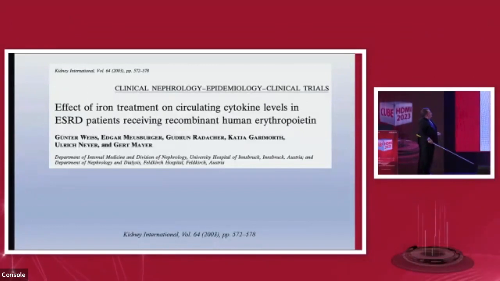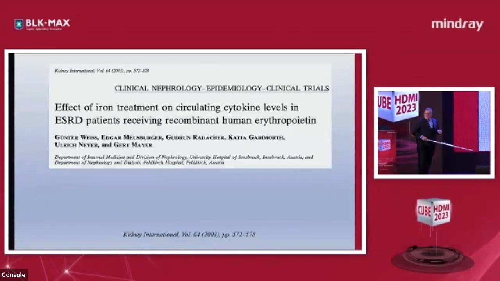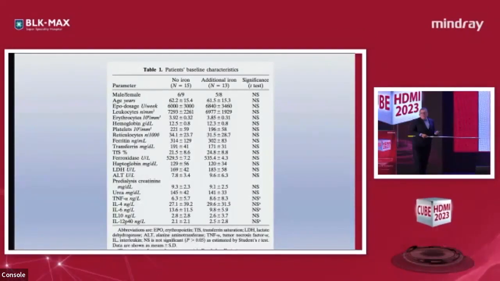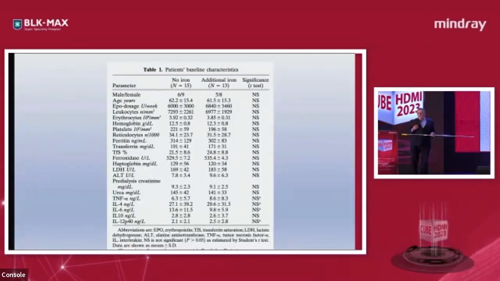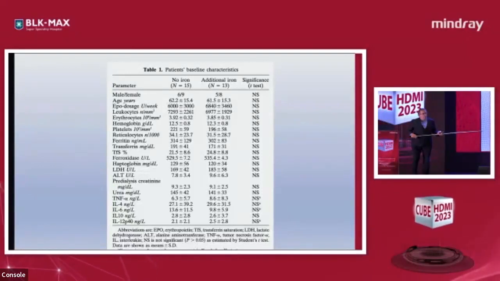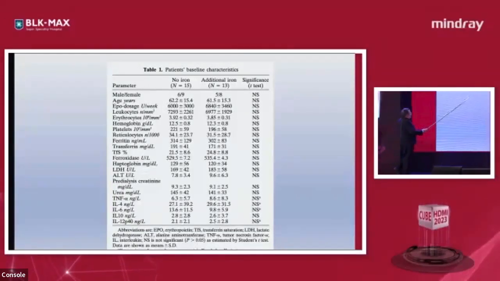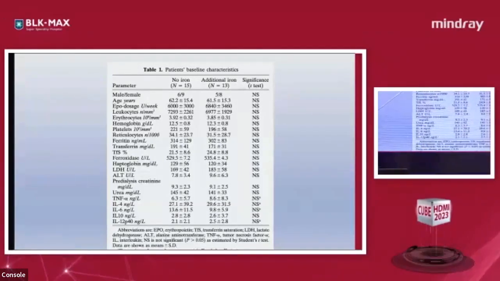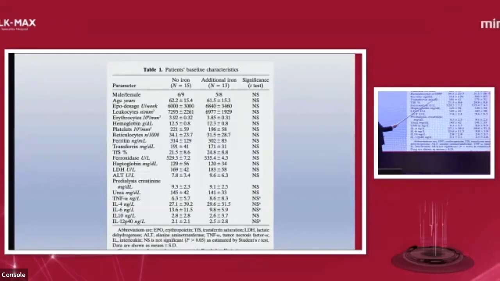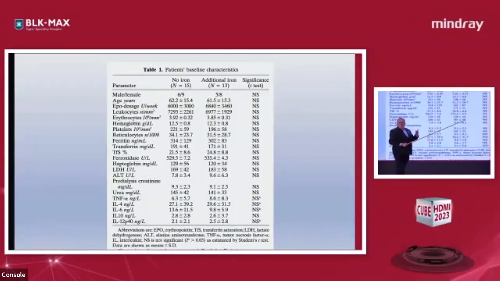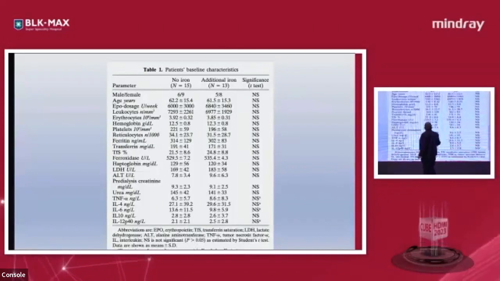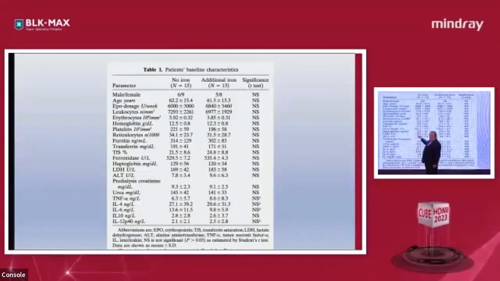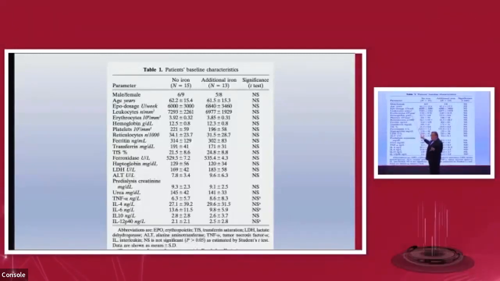I will show you a very interesting article that was not made for my purpose, but is very useful for my purpose. Dr. Gunther Weiss gave me a visit, I went to Austria, to Innsbruck, where he is working. This was a study in hemodialysis patients. He chose similar groups: a group in hemodialysis that he was going to give erythropoietin and iron, and a group of hemodialysis with only erythropoietin, no iron, to see what happens.